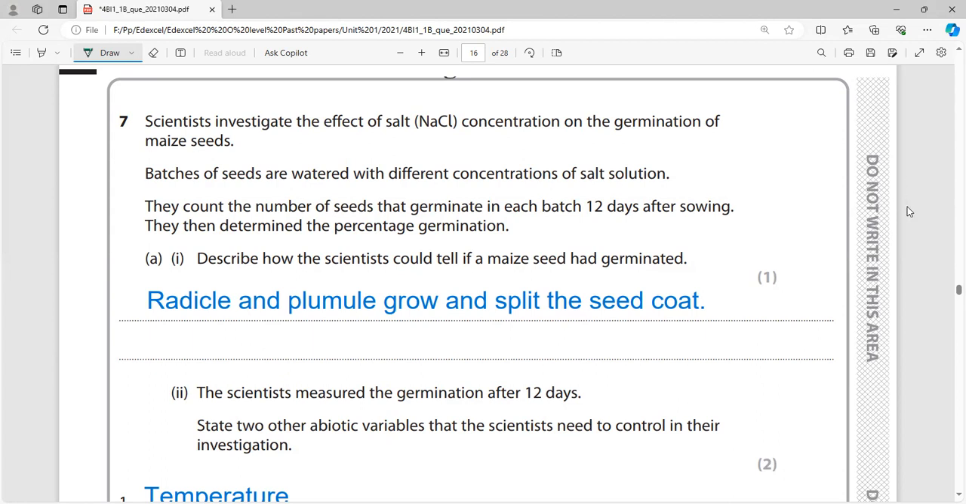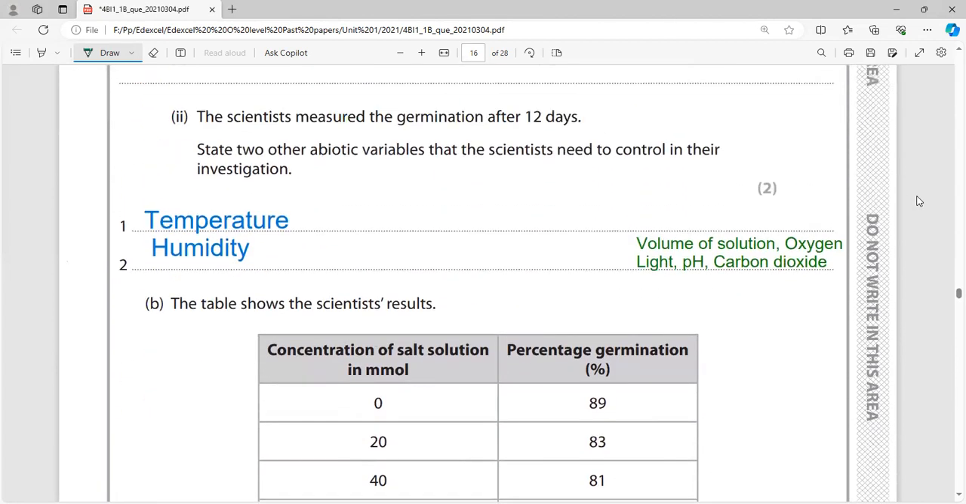The next question is: the scientist measured the germination after 12 days. State two other abiotic factors that the scientists need to control in their investigation. All these types of factors which can directly affect our result, we need to control. For example, the temperature, humidity, volume of solution, oxygen, light, pH value, carbon dioxide. Any two points you can write, as they can affect our results and the growth of the plant.